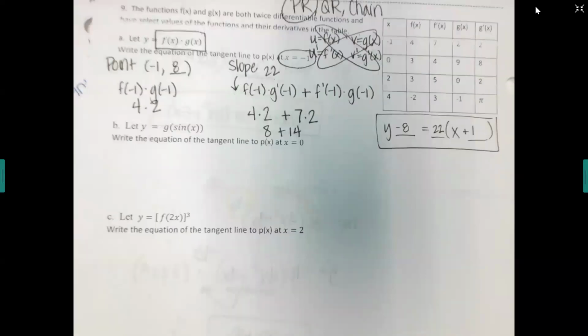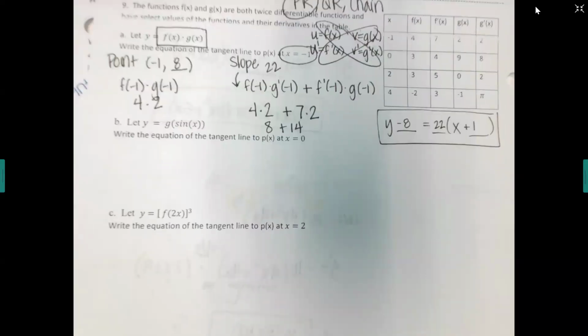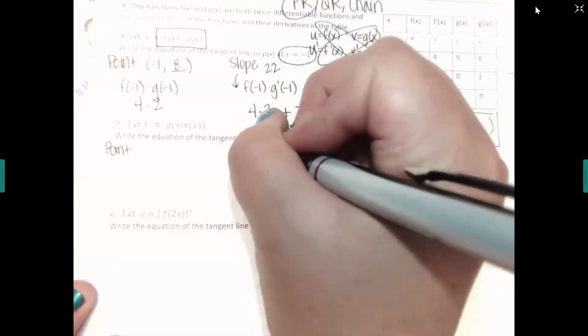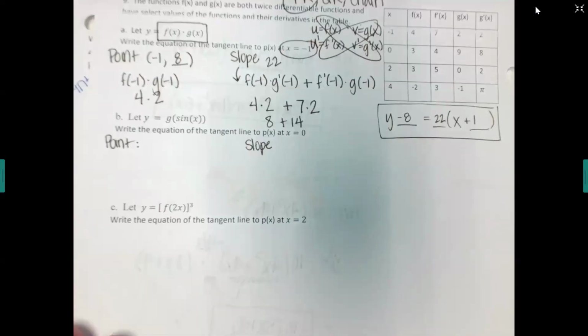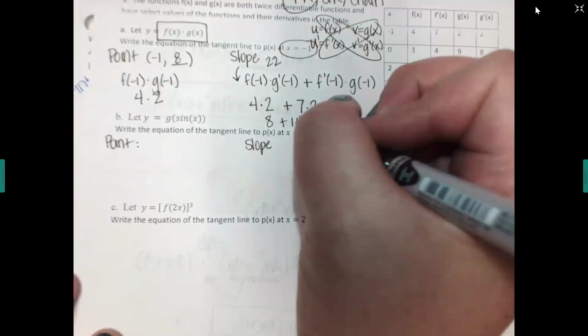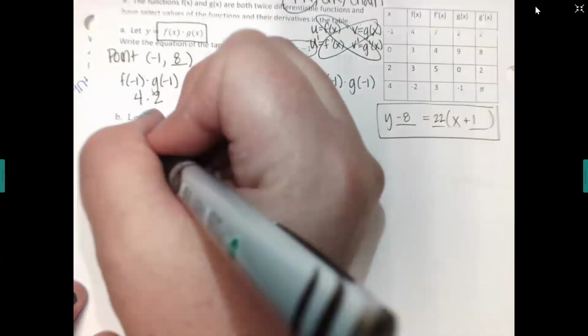Okay? All right, let's do the next one. I want an equation of a tangent line. That means I need a point and a slope. For the point, remember you're plugging into the original. What is my x for letter B? 0. So it's 0, something.